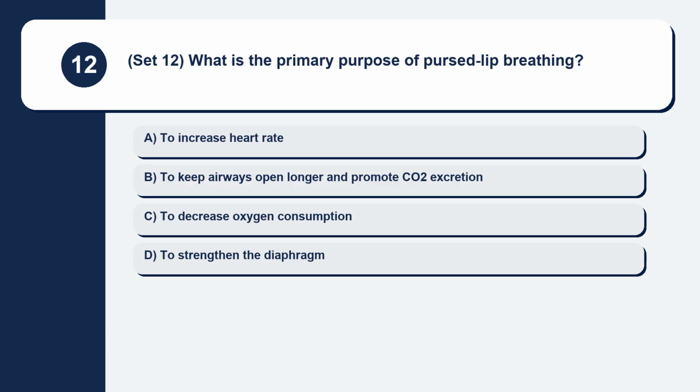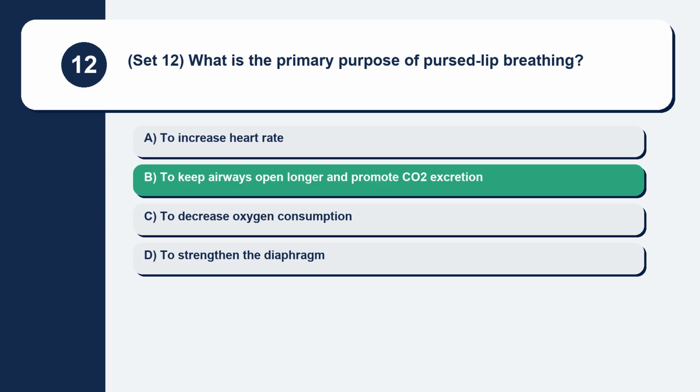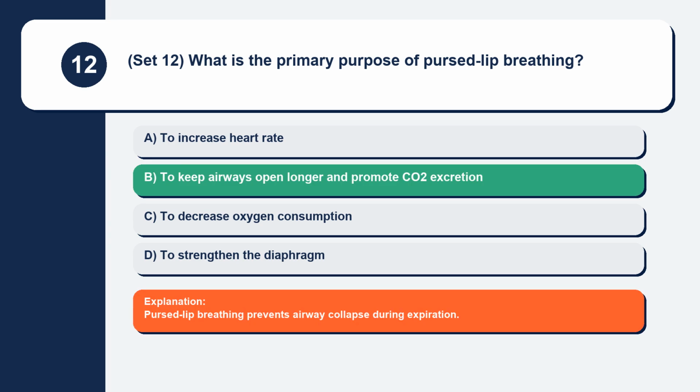Question 12. Set 12. What is the primary purpose of pursed lip breathing? To increase heart rate, to keep airways open longer and promote CO2 excretion, to decrease oxygen consumption, to strengthen the diaphragm. Pursed lip breathing prevents airway collapse during expiration.